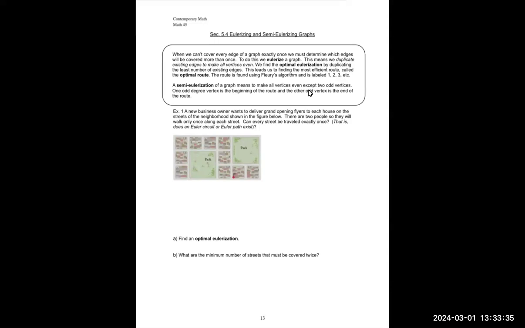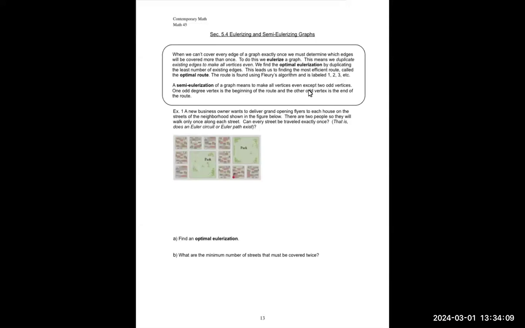That's great. However, sometimes what if there are graphs and routes that people have to take that don't have an Euler path or an Euler circuit? So we're going to learn in 5.4 the method for adding the fewest number of deadhead streets, which means having to recross that street or edge. So we're going to learn how to do that in this section.